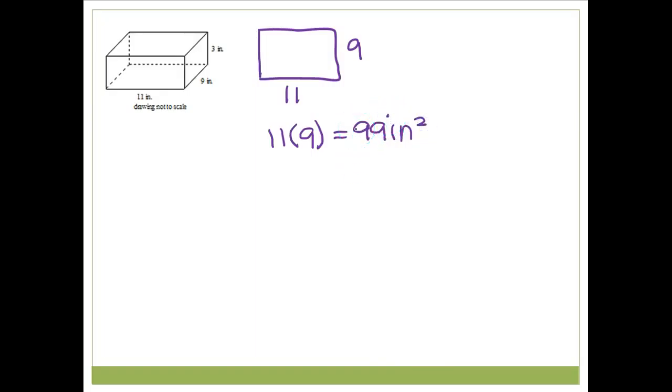Now we go one step farther because the volume is what we're filling it with. How much can this box hold? We multiply it by 3 because that's the height of our rectangular prism. Okay, so 99 times 3 is 297 inches cubed, because inches to the third power. And that's the volume. Not too bad, huh? Rectangular prisms are awesome for this.